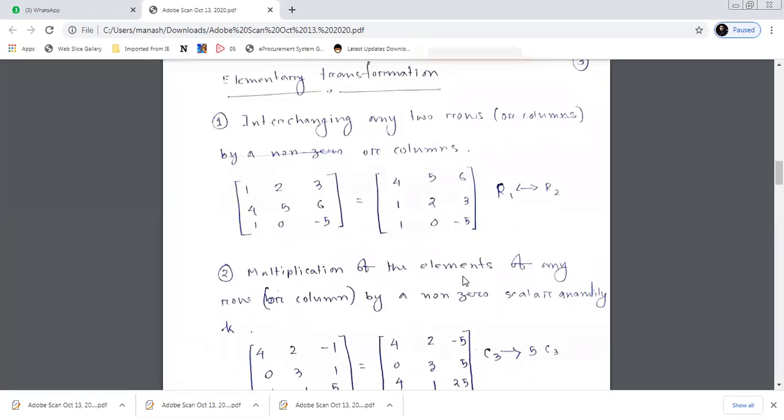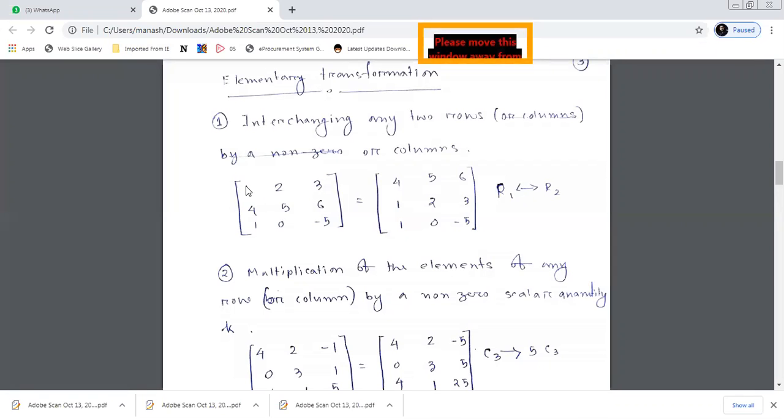Now next one is how we can find out the inverse of a matrix by using elementary transformation. Okay. So here these three properties we have to use. Okay, first one is what? Interchanging any two rows or columns. So this is a matrix. Here we can interchange any two rows or any two columns. See here, we interchange row 1 to row 2 and row 2 to row 1.